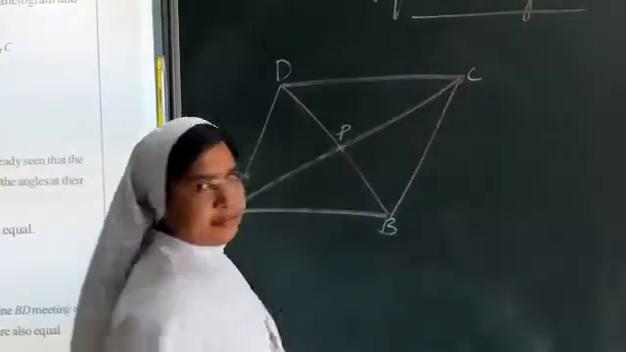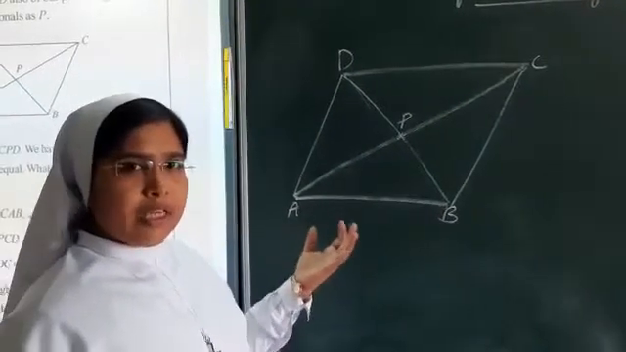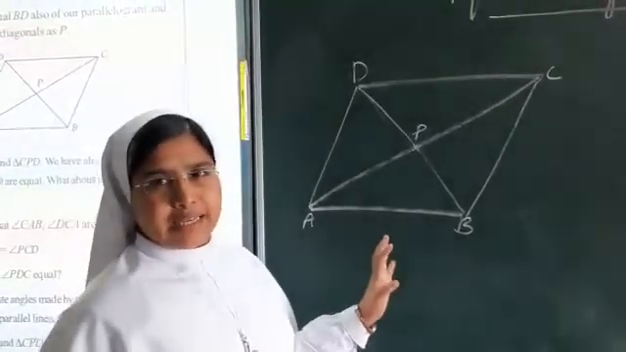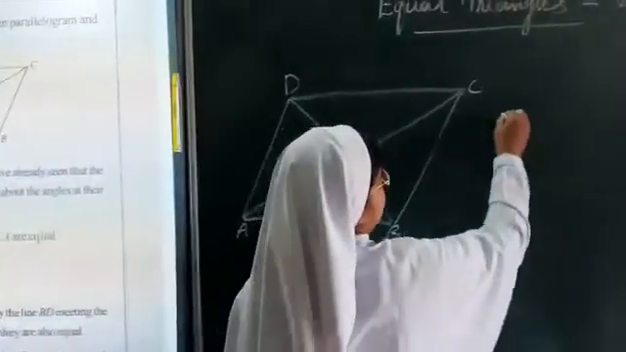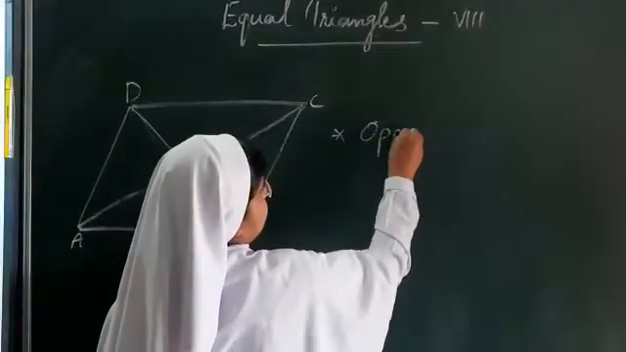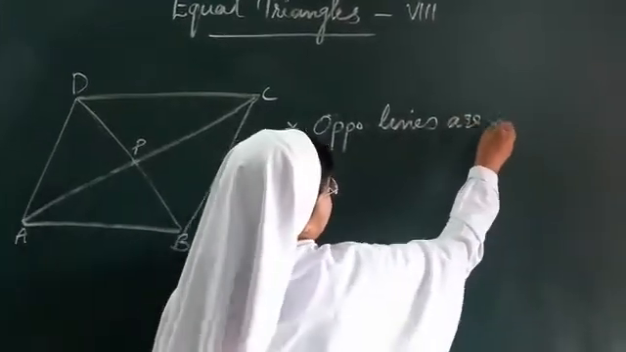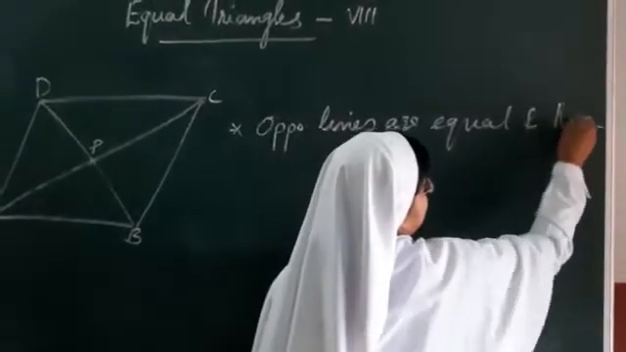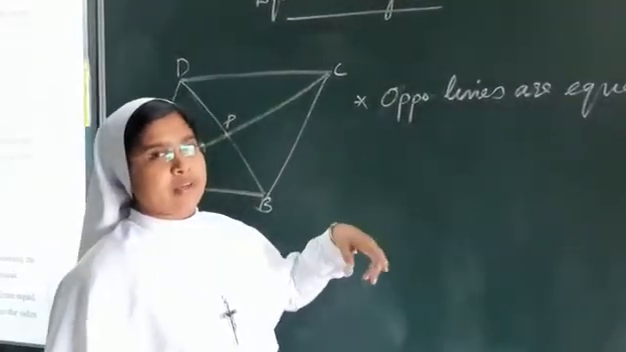Now, some of the things that we know is that in a parallelogram, opposite lines are equal and they are parallel. Opposite lines are equal and parallel. So this is what we have learned even in the last problem when we were discussing it.